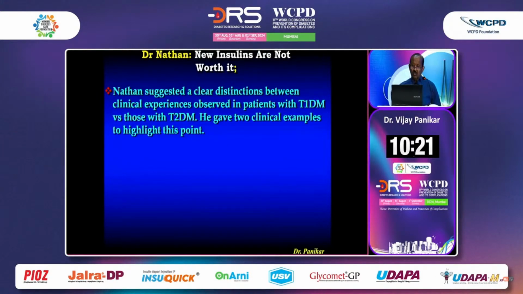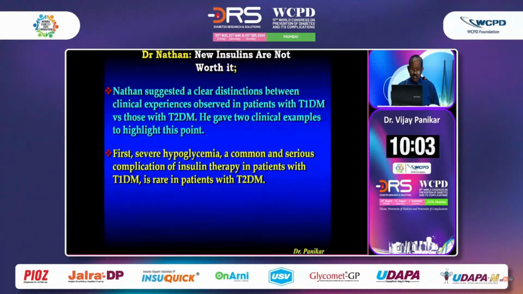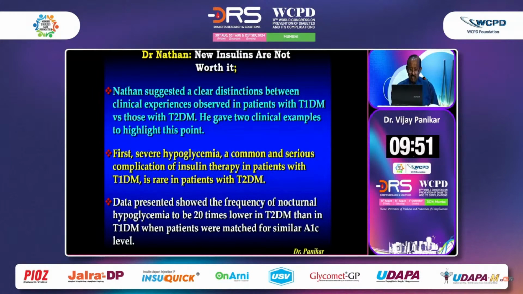Nathan was against the newer insulins, and he said new insulins are not worth it. Nathan suggested a clear distinction between the clinical experience observed in patients with type 1 diabetes and those with type 2 diabetes. He gave 2 clinical examples to highlight his point. First, severe hypoglycemia, a common and serious complication of insulin therapy with type 1 diabetes, is rare in patients with type 2 diabetes. The second point he said is, data presented showed that the frequency of nocturnal hypoglycemia is 20 times lower in type 2 diabetes than in type 1 diabetes when patients are matched for similar A1C control.